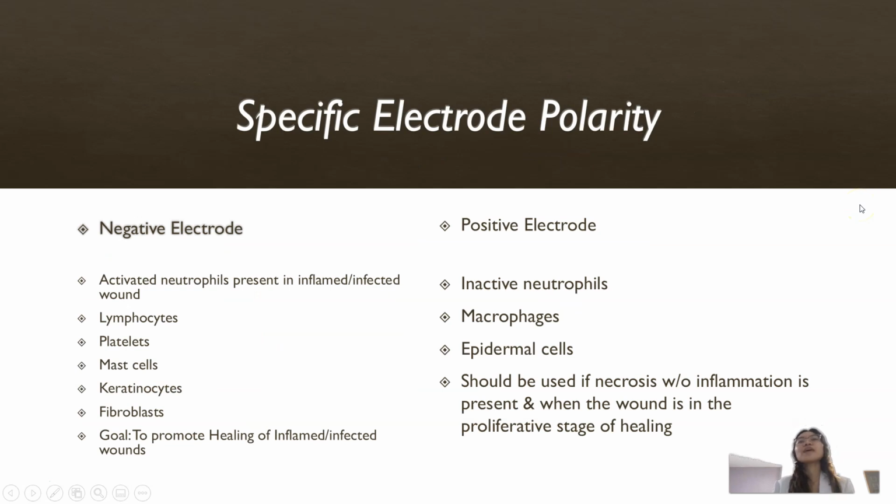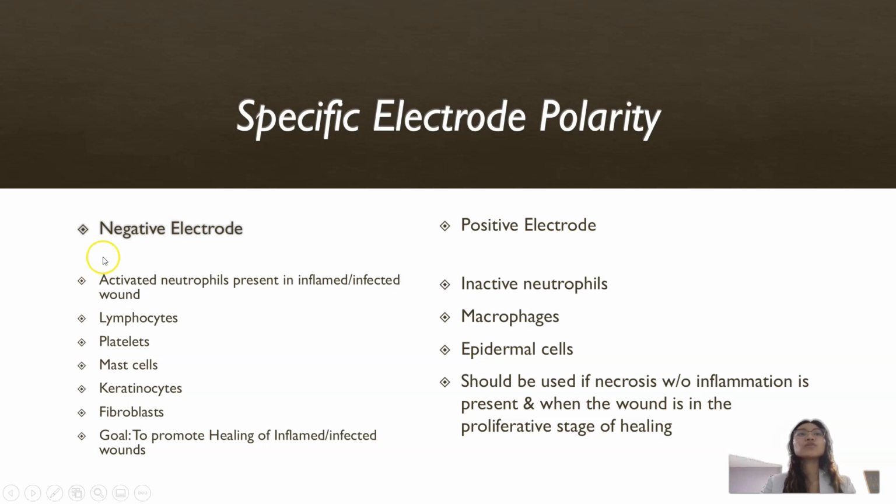So, we have specific electrode polarity. So, parang katulad lang din siya ng iontophoresis ninyo. Pero ito, galvanotaxis yung term natin. Because in here, we're not applying the drug itself, but we are trying to attract the necessary cells for the given time period of the wound healing.